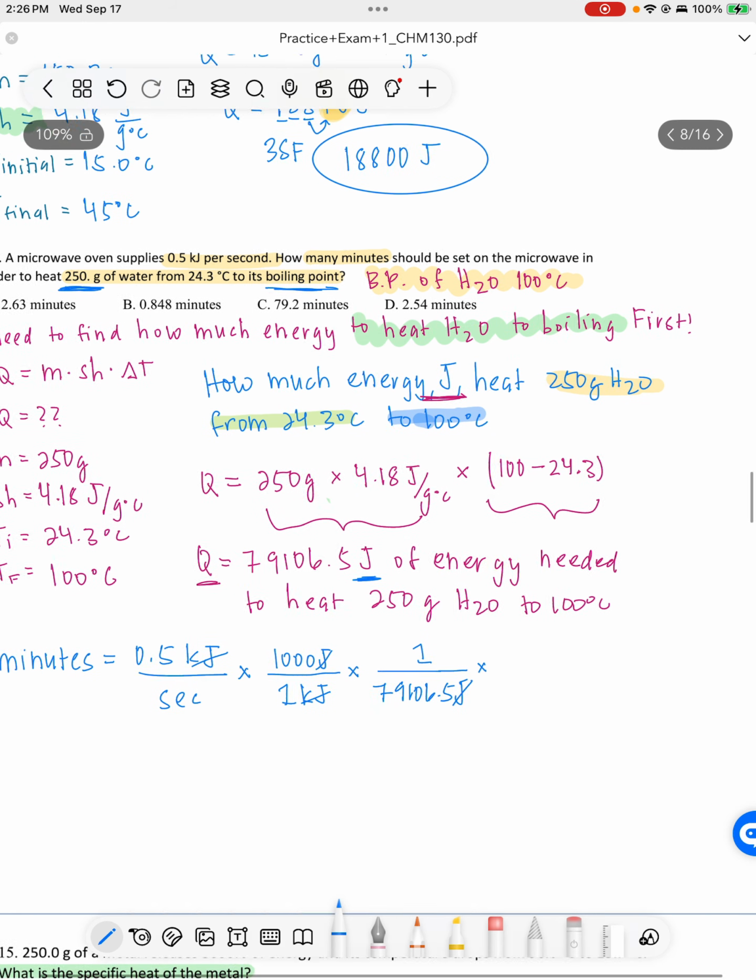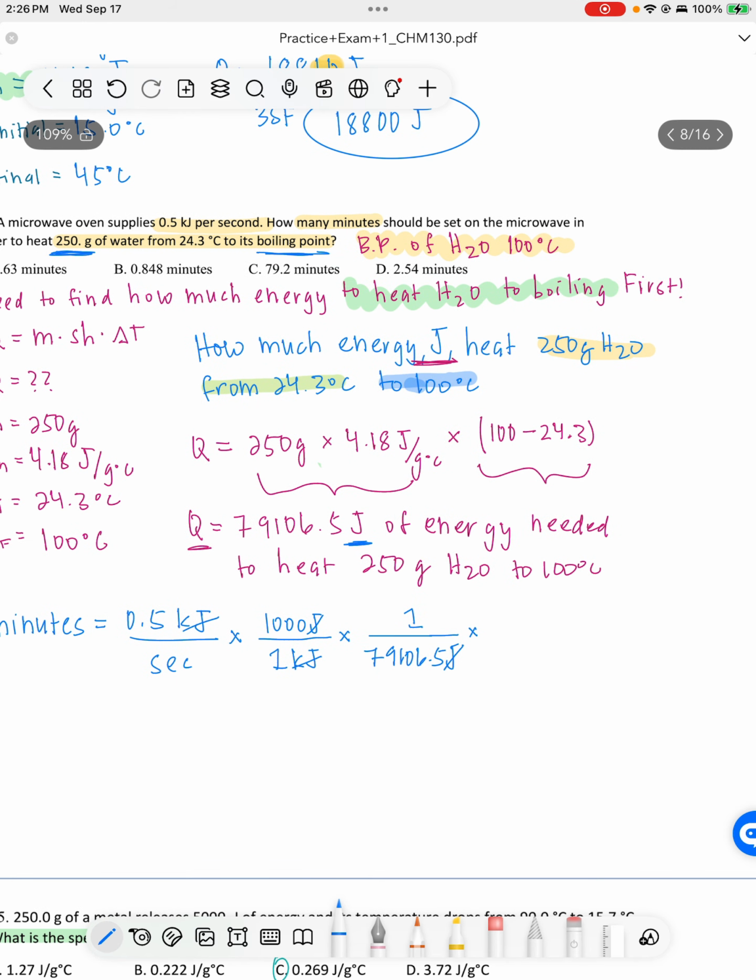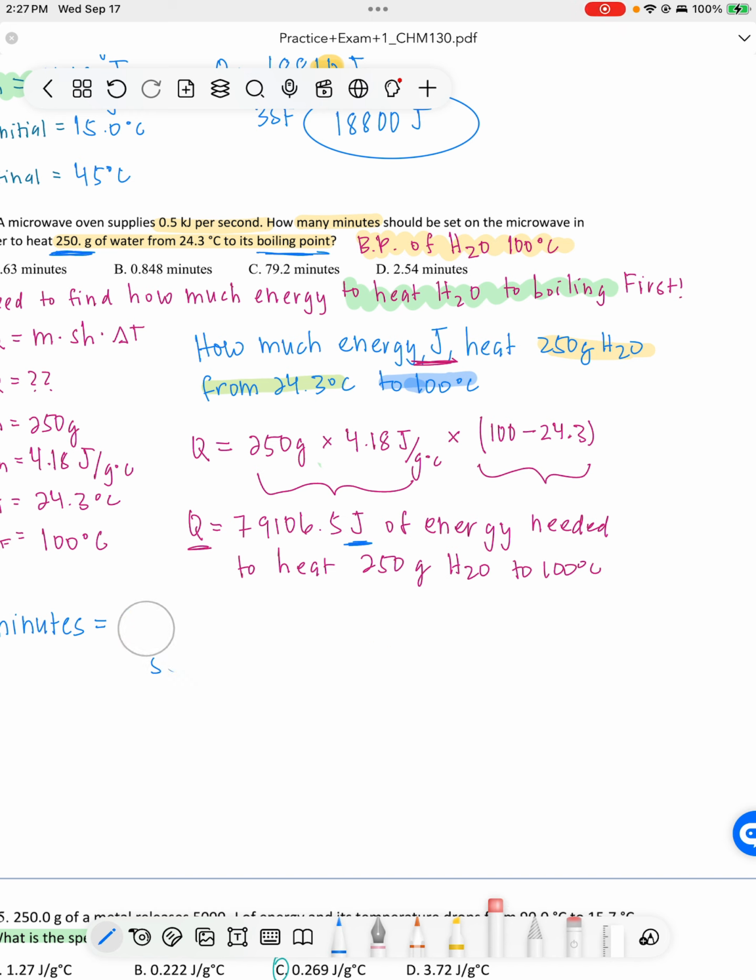So now we want to get rid of seconds. We have joules crossed off, kilojoules crossed off. We have seconds on bottom. We want minutes on top. And you know what? I have this flipped around. Let's hurry and erase this. So I'm going to write seconds on top. And if you come across this problem and you're like, oh no, I need to flip things around, that's okay.